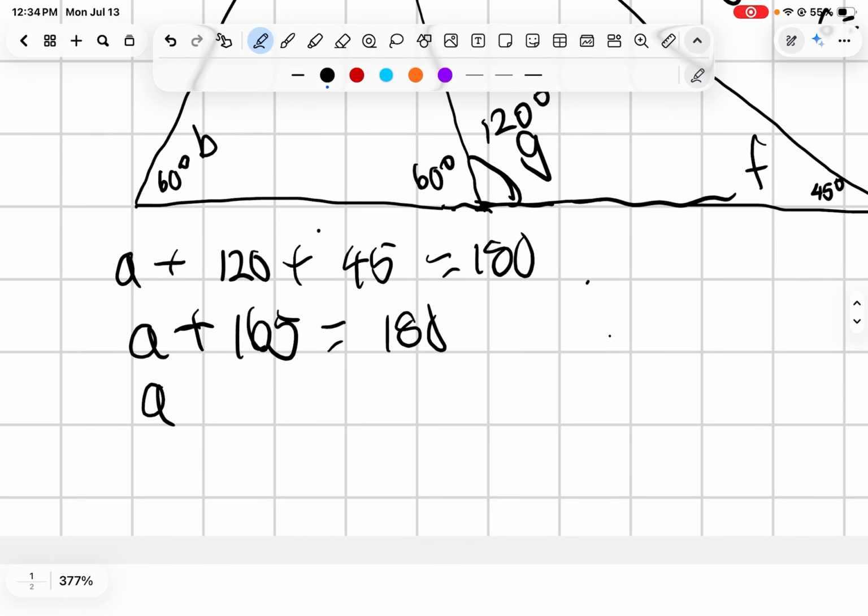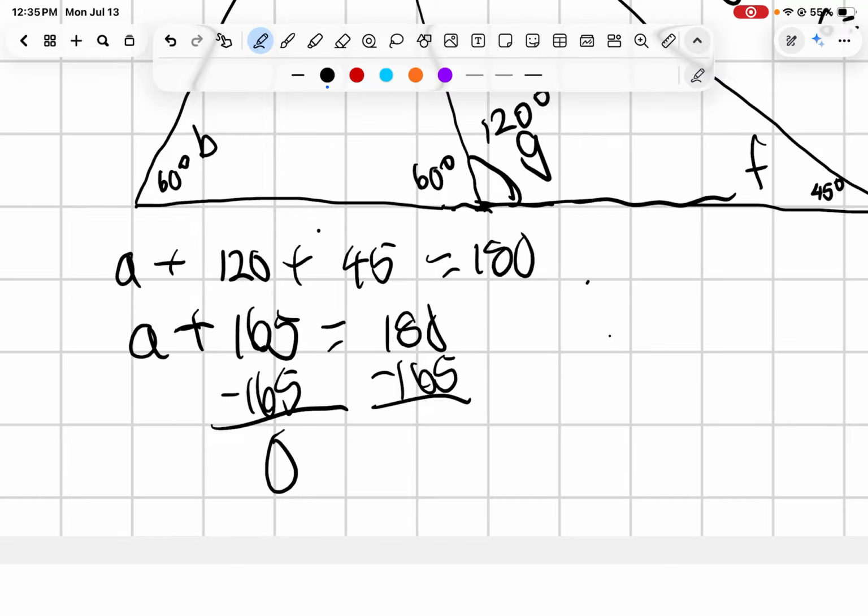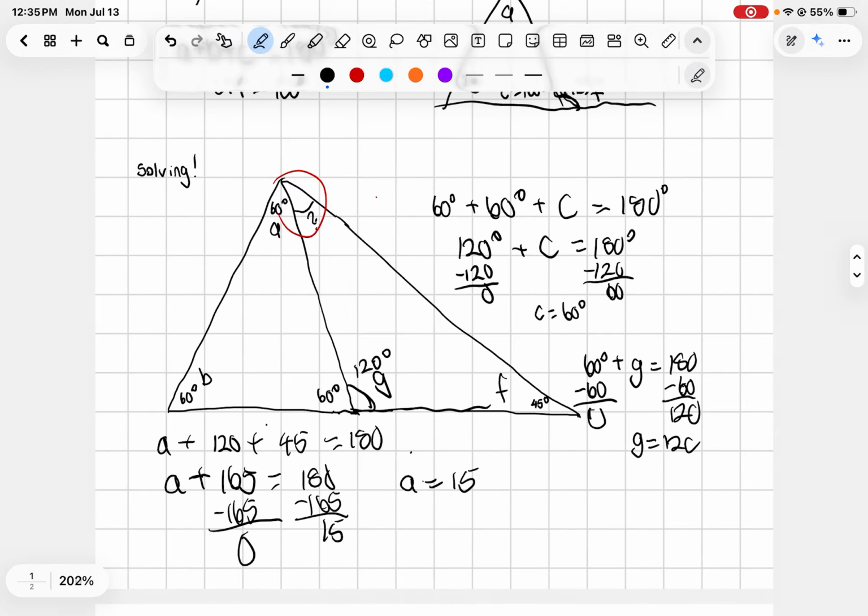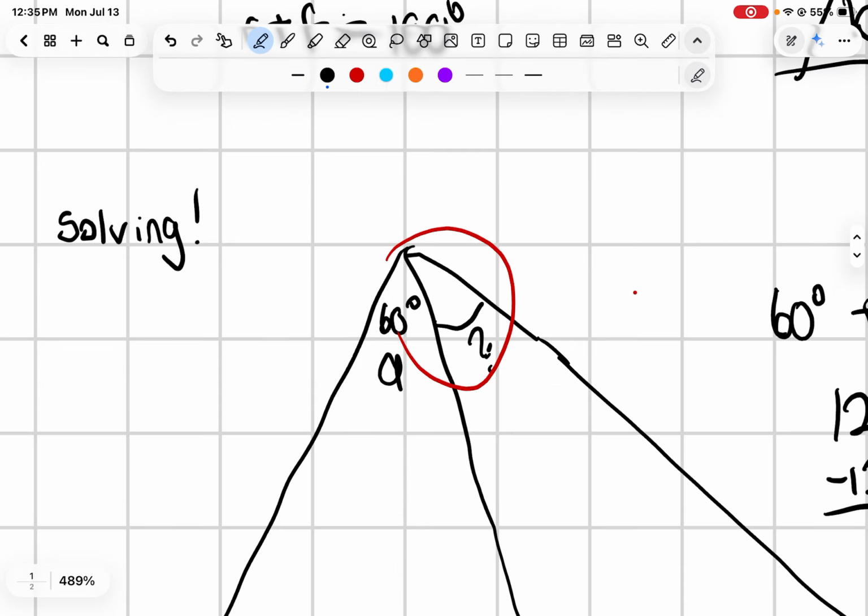Now we subtract 165 on both sides. Wait a second. This we get 0, and for this we get 15. So this angle is equal to 15 degrees.